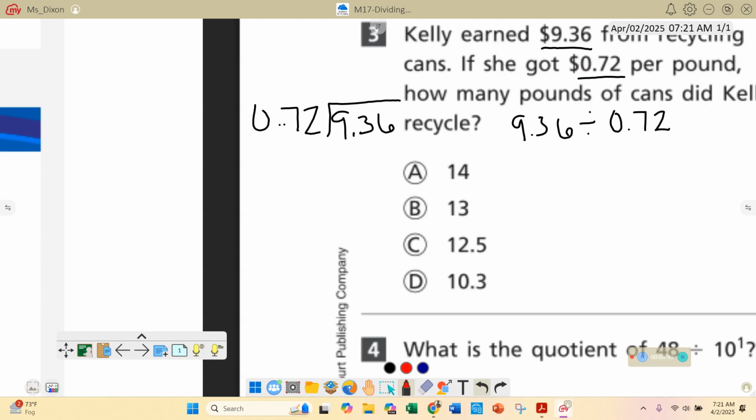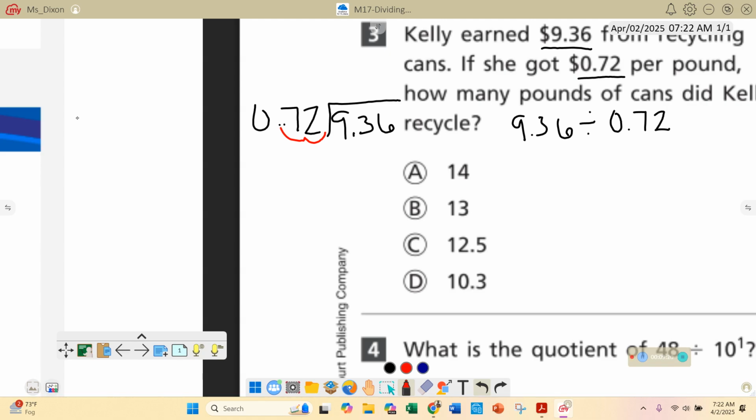Okay, the first thing we need to do is check our divisor. You cannot divide when you have a decimal in your divisor. Do we have a decimal in our divisor? We do. The decimal is right here. You have to move your decimal however many places it takes to get your divisor to be a whole number.